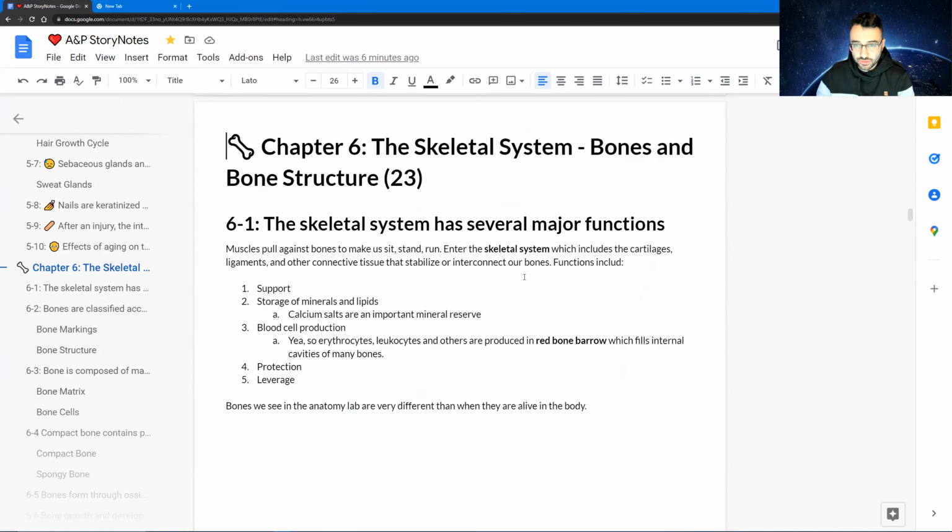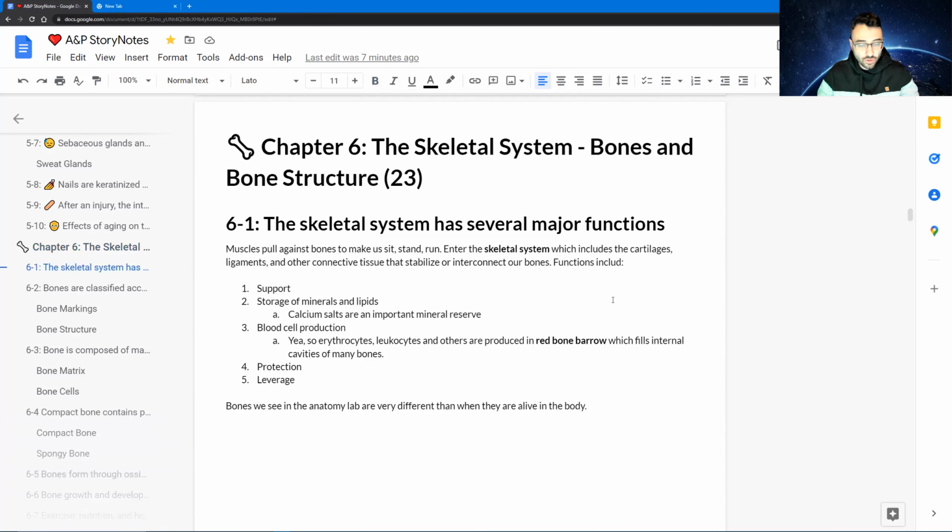All right, so we're talking about the skeletal system and its major functions. When our muscles contract, they're going to pull against those bones. They're going to make us sit, stand, run. And even at rest, even me sitting down right now, my muscles are helping keep me erect in this chair. When you're standing, obviously, a lot of muscles are helping you out, even while you're lying down. So when you think that you're at rest, your muscles are still constantly at work. Obviously, when you're running or lifting weights or doing something more physical, other muscles are going to kick into overdrive.